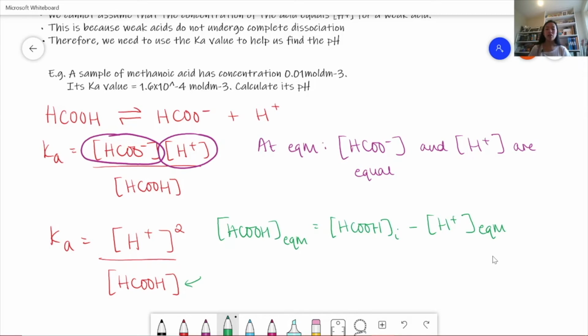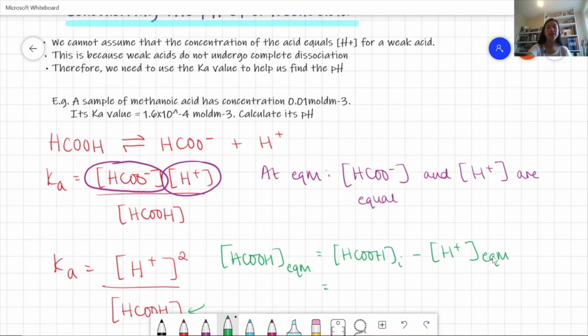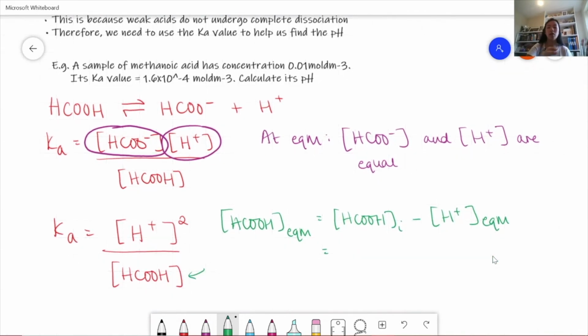And so we have this equation of the concentration at equilibrium of this methanoic acid is equal to its original concentration minus the concentration of H pluses at equilibrium, because it's a one-to-one relationship. And so we can use the 0.01 that they gave us in the question, because that was the original concentration of methanoic acid. So we've got 0.01 minus the concentration of H plus at equilibrium.